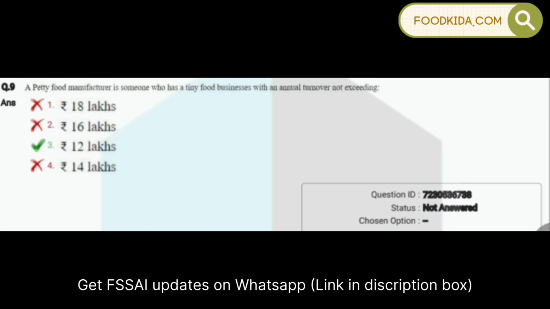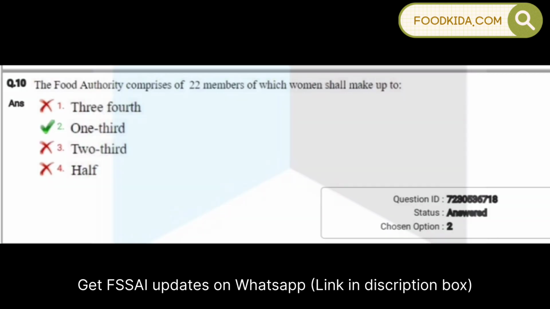Now, a petty food manufacturer is someone who has a tiny food business with annual turnover not exceeding 12 lakh. So petty food manufacturers have tiny food businesses, like very small businesses. Their annual turnover should not exceed 12 lakh. The Food Authority comprises 22 members, of which women shall make up one third. So in the Food Authority, there are 22 members, of which one third should be women.